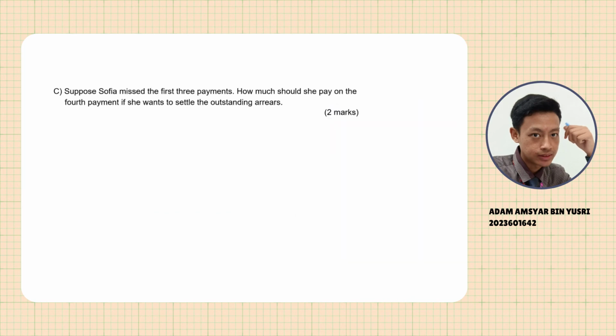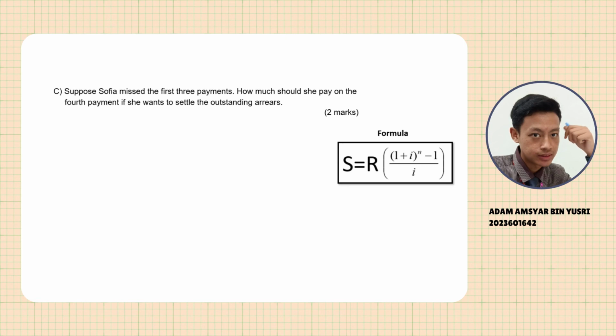For question C, suppose Sophia missed the first 3 payments, how much should she pay on the 4th payment if she wants to settle the outstanding arrears? For this question, we must use the formula S equals R, open bracket 1 plus I, close bracket, power of N, minus 1, divided by I.